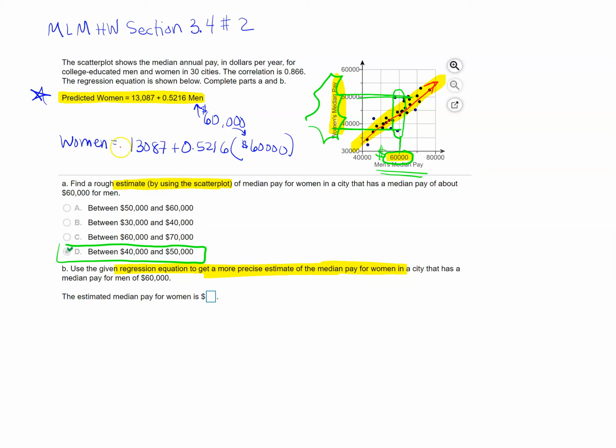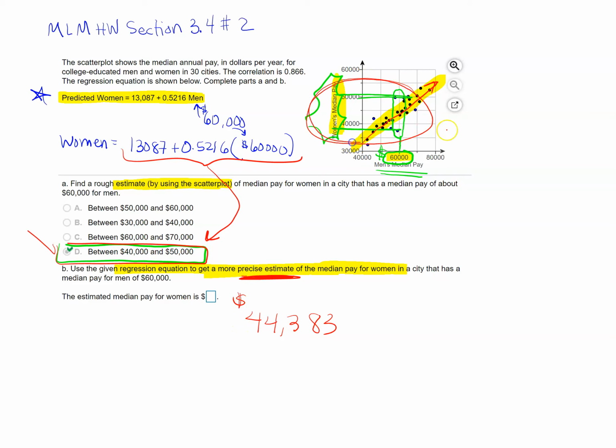When I put all of this into my calculator, I'm expecting to get a number in the range that we got by reading the graph. And when I put all of that in my calculator, I actually get $44,383. And that is in that range, so it's a reasonable estimate, but it's more precise because instead of just seeing a range from my graph, I'm actually calculating a more precise salary for women to relate to that specific $60,000 salary for men.